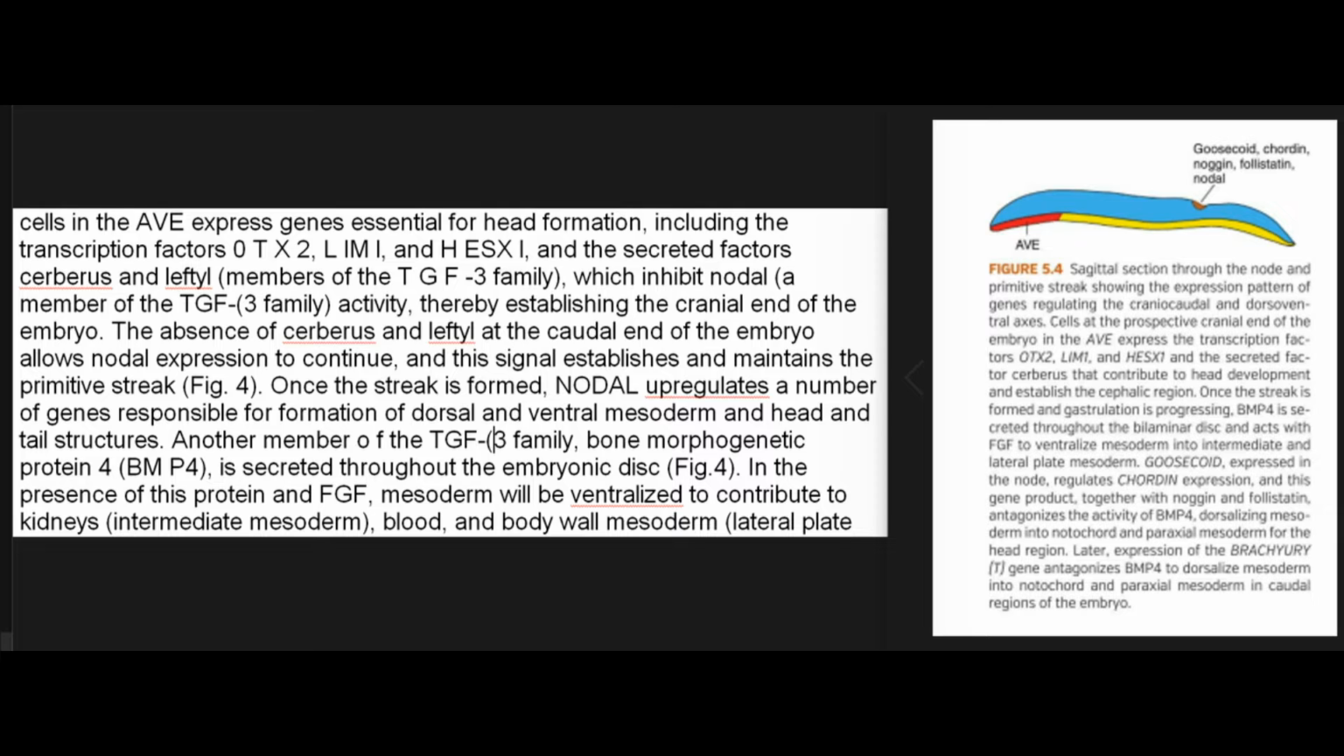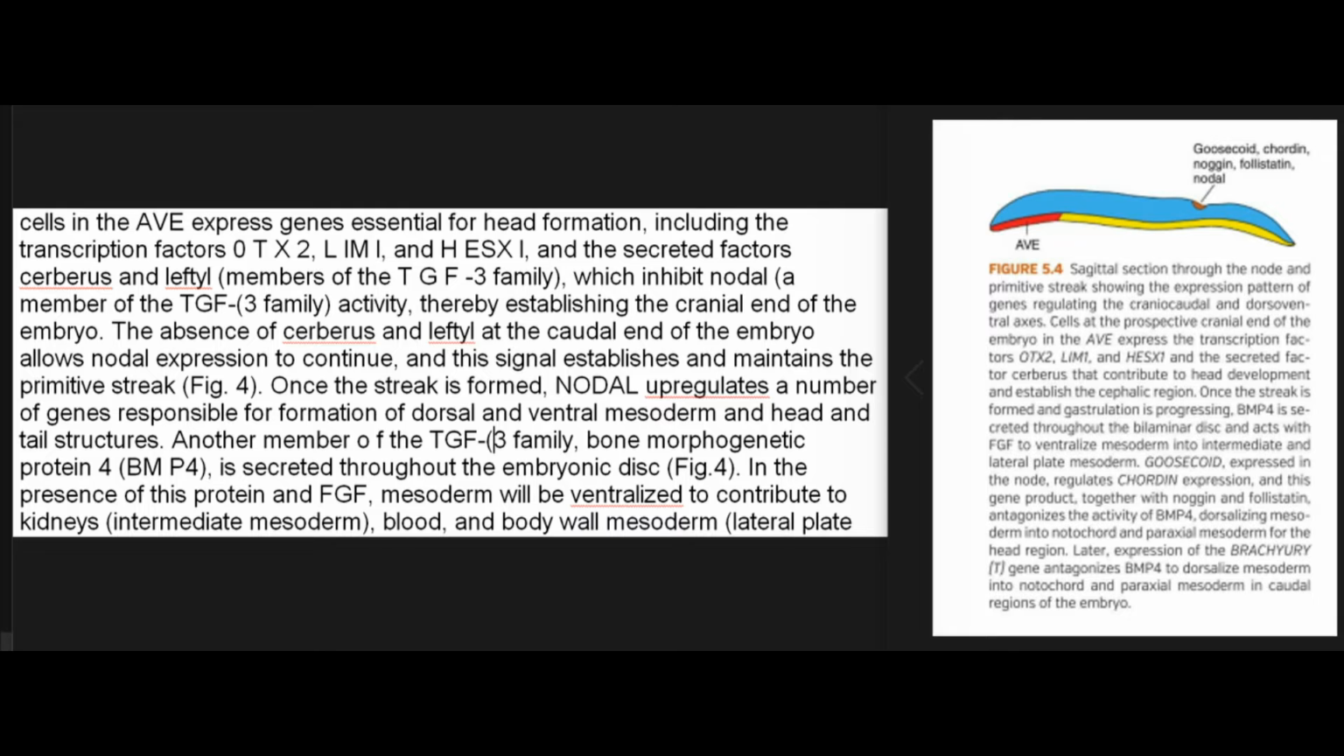The absence of Cerberus and Lefty1 at the caudal end of the embryo allows Nodal expression to continue, and this signal establishes and maintains the primitive streak, Fig. 4. Once the streak is formed, Nodal upregulates a number of genes responsible for formation of dorsal and ventral mesoderm and head and tail structures.